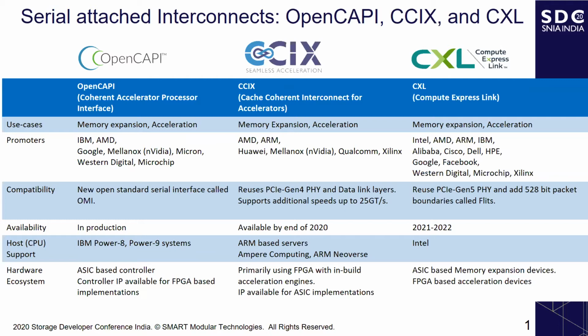What is coming in future is CXL. CXL is a similar serial attached interconnect which reuses the PCI Gen 5 PHY layer, or physical layer, and it is predominantly supported by Intel, AMD, and other CPU providers. The availability of this protocol is somewhere down in 2021, and the productization may happen in 2022. And we expect that the early implementations will be FPGA based, followed by an ASIC based controller.